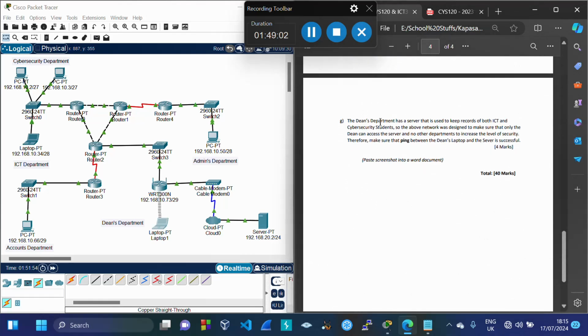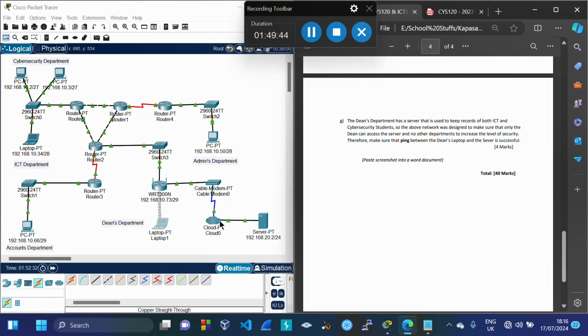So the DINS department, which is this, has a server that is used to keep records for both ICT and cybersecurity students, this server. So the above network was designed to make sure that only the Dean can access the server and no other department, to increase the level of security. It means these deans are able to access this server, but the accounts, ICT, cybersecurity, and admins departments cannot access this. So therefore, make sure that ping between the dean's laptop and server is successful.